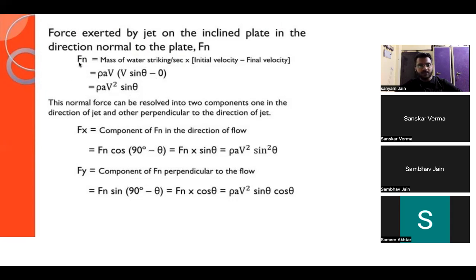Now to find the components of Fn, we can find the component of Fn in the x and y directions. If we take the component in the x direction, we multiply it by cos(90° − θ), which comes out to be sin θ. So the x component of Fn is Fn sin θ, and Fn is ρAV² sin θ, so the whole term comes out to be ρAV² sin²θ. Similarly, in the y direction, we multiply Fn with cos θ. So our final component of Fn perpendicular to the flow is ρAV² sin θ cos θ.